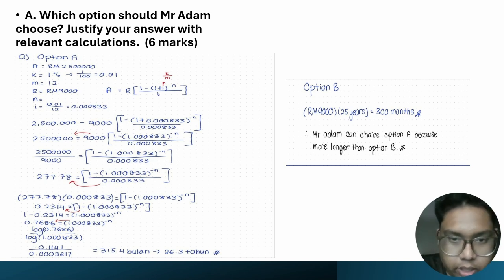For option B, 9,000 ringgit, we divide by 25 years, we will get 300 months. So the option Mr. Adam can choose is A, because option A is longer than option B.